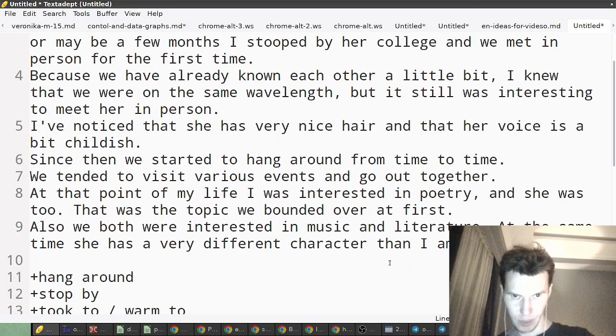Then we started to hang around from time to time. We tended to visit various events and go out together. At that point of my life, I was interested in poetry, and she was too. That was the topic we bonded over at first. Also, we both were interested in music and literature.